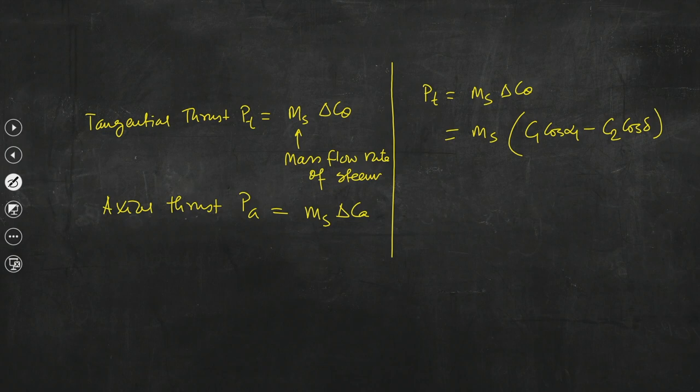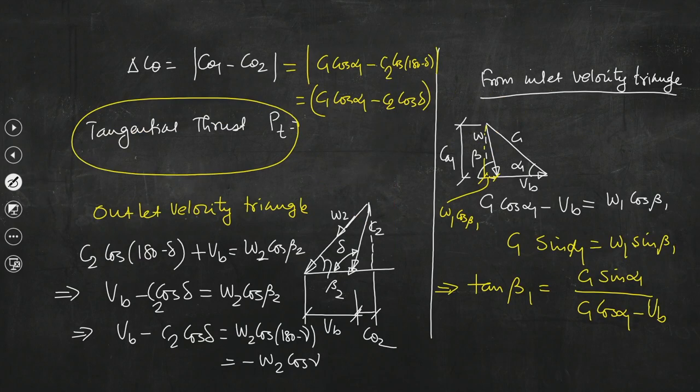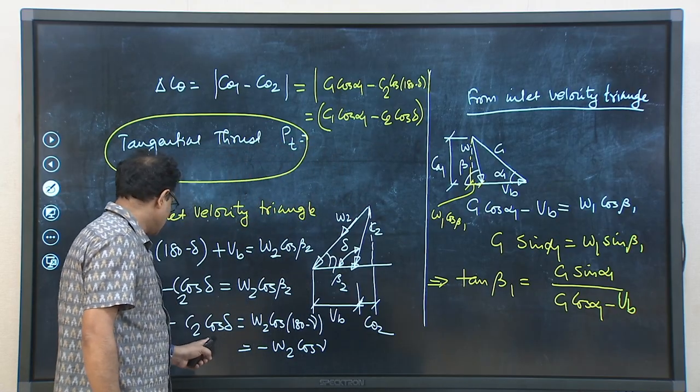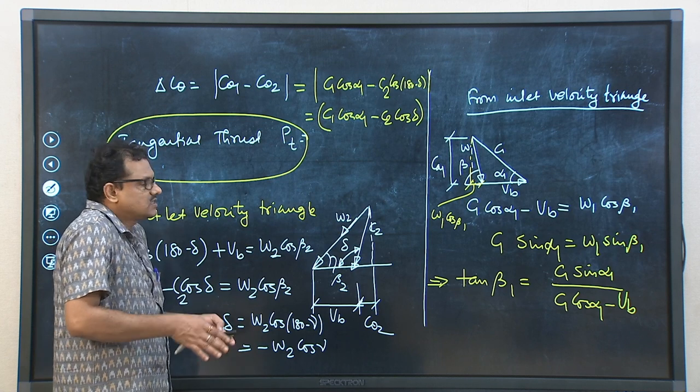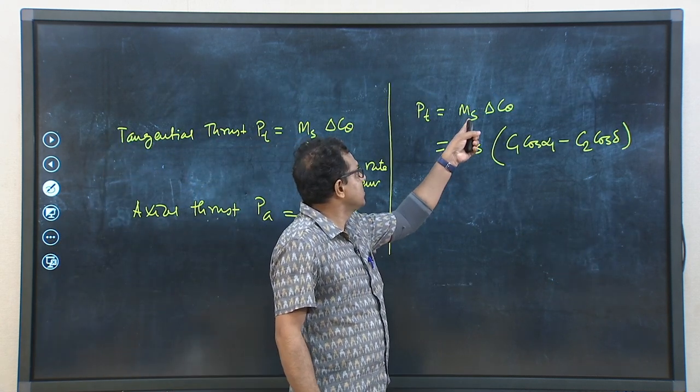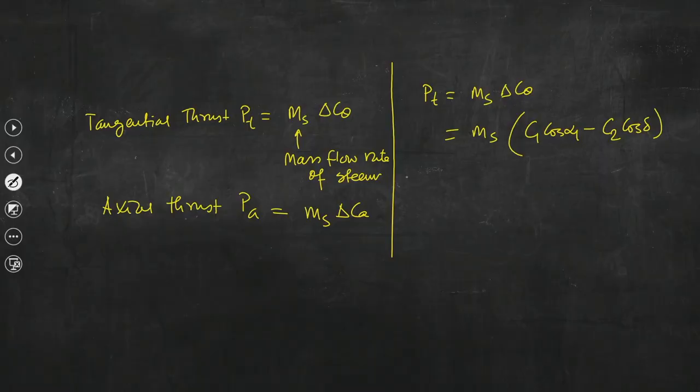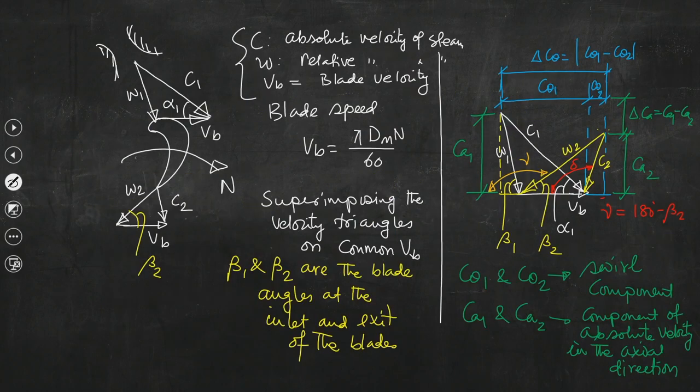Now, see this C 1 cos alpha 1 minus C 2 cos delta. If we go to the previous slide, we can write C 1 cos alpha 1 is equal to W 1 cos beta 1 plus V B, while C 2 cos delta is equal to W 2 cos beta 2 minus V B. So, this is one way of calculating this expression. Also, we can write this P t equal to m s into delta C theta, and this is m s into, if we go to the previous slide wherein we have superimposed these two velocity triangles.